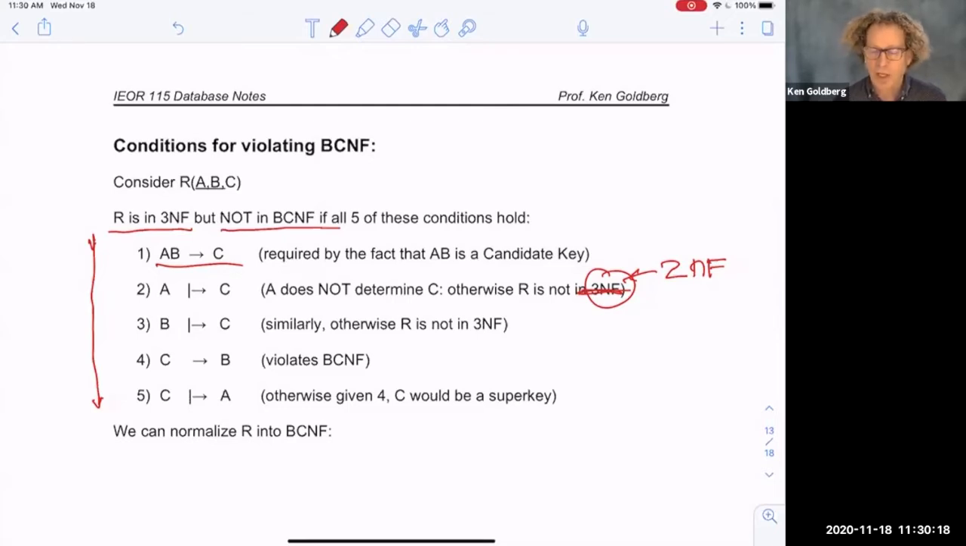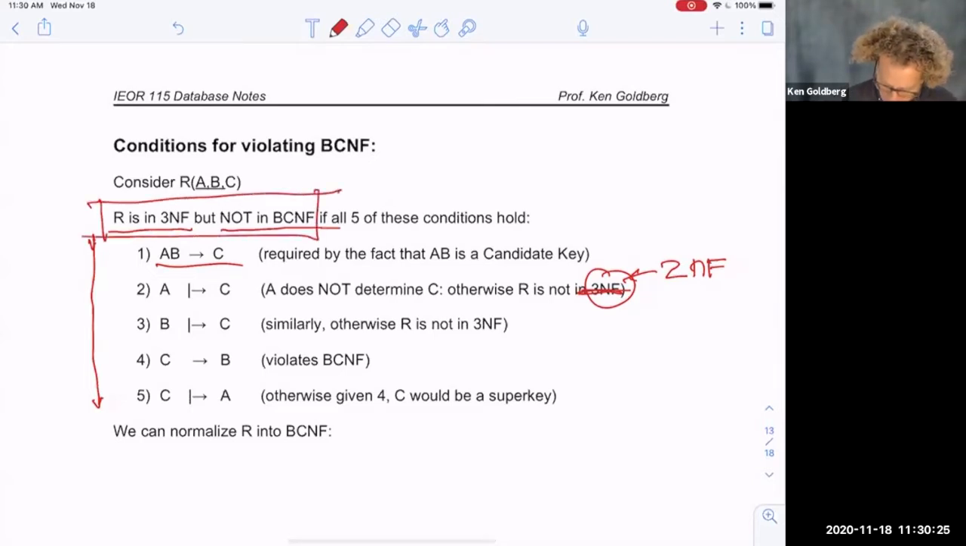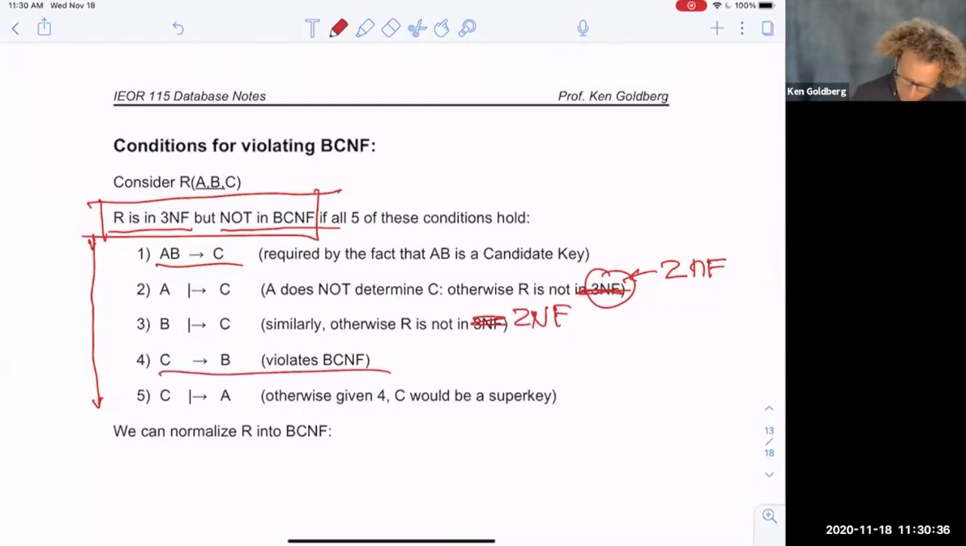So I want it to be in third normal form, but not in Boyce Codd normal form. That's what I'm trying to get. Okay. Next one is that B cannot determine C, and that's the same way. Otherwise, this is also not 2NF. Okay. And then this one, C determines B. Okay. C determines B up here.